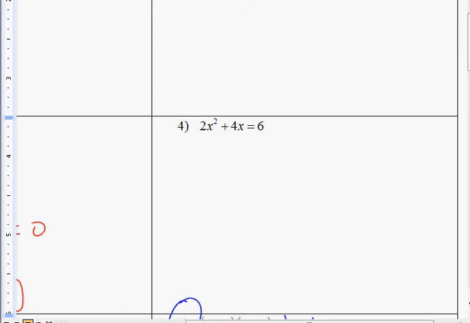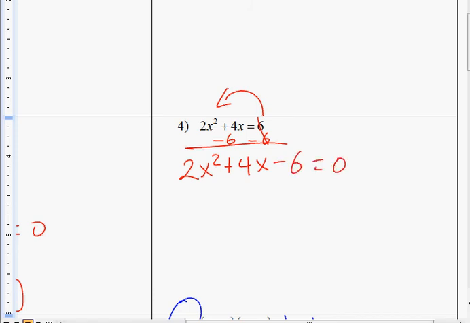Alright, this one over here, question number 4. Move everything to the left side. Subtract 6 on both sides. And we have 2x squared plus 4x minus 6 equals 0. Now, it's kind of hard to factor because the coefficient of x squared is greater than 1. See if you can find a GCF, greatest common factor. Alright, they do have a 2 in common. You can take out 2 from the first one. What's left is x squared. Now you can also take a 2 out of 4. You get 2x. And if you take a 2 out of 6, you get 3.